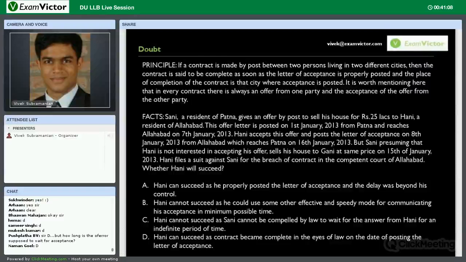The owner of the house, thinking that Honey is not interested in the house, in fact sells it to some other person. The price is the same and he sells it on a day previous to the one on which he receives the letter of acceptance from Allahabad. Honey files a suit against Sunny for the breach of contract in the competent court of Allahabad. Whether Honey will succeed, so it's an interesting question.